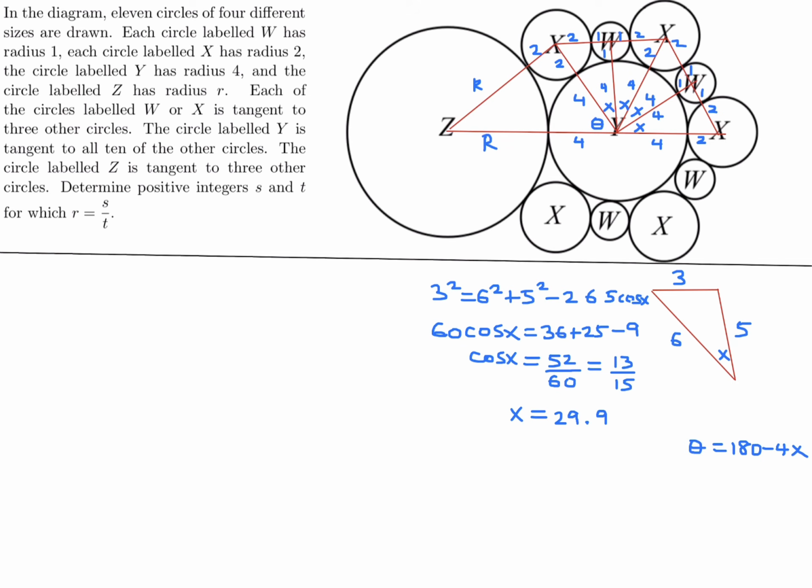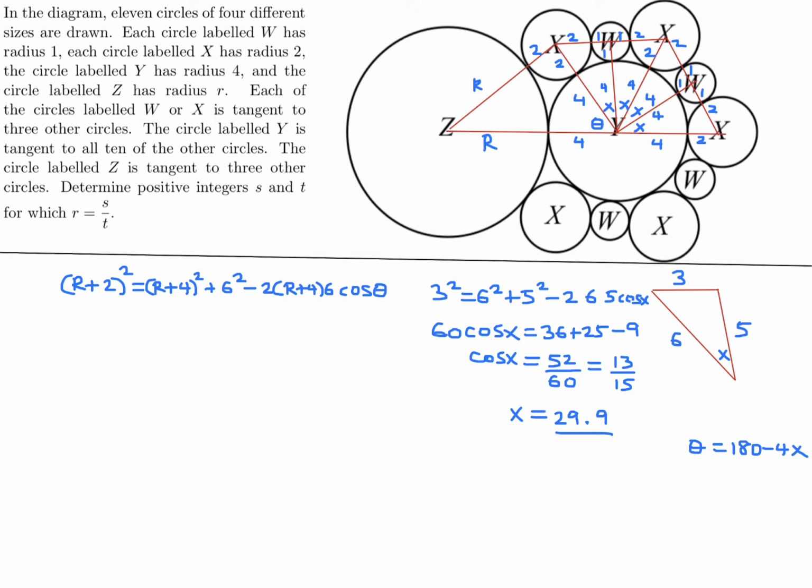That cosine law would be, be careful here, (r + 2) squared is equal to (r + 4) squared plus 6 squared minus 2 times (r + 4) times 6 times cos theta. Okay, great. But here's the thing. That cos theta, I have to get in some sort of a fraction. It'd be a piece of cake to get it in a decimal.